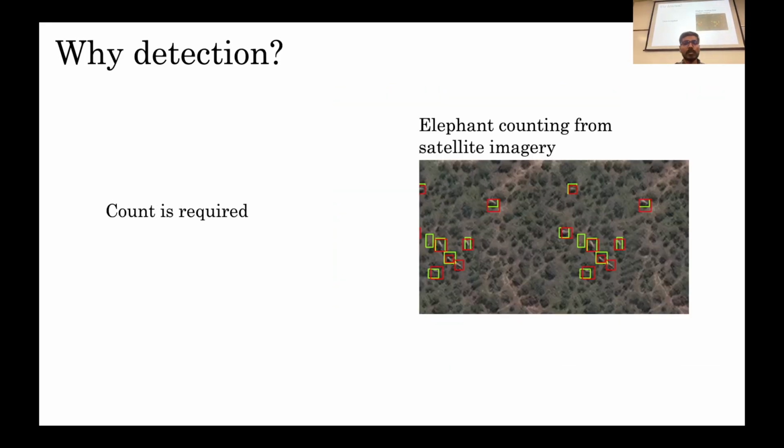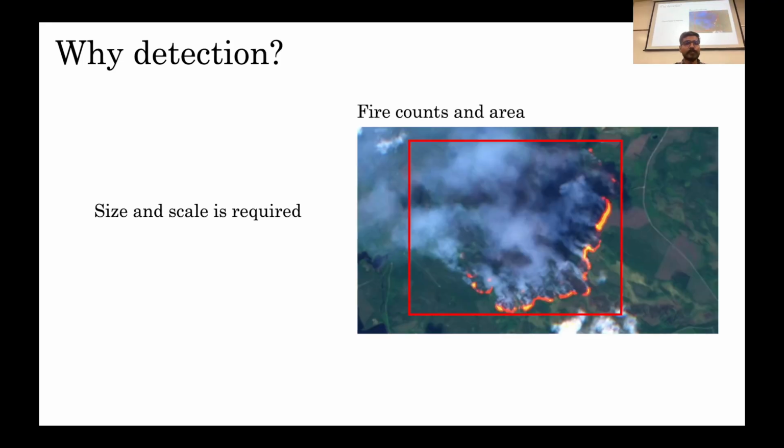Sometimes you require counts of the objects. For example, you would like to count the number of elephants from satellite imagery. In this case, object detection is a better method. There are also cases where you require the size and scale of the object as well. For example, you are interested in counting the fire events and also the area of those fire events. There could be more applications, but we have just seen a few.